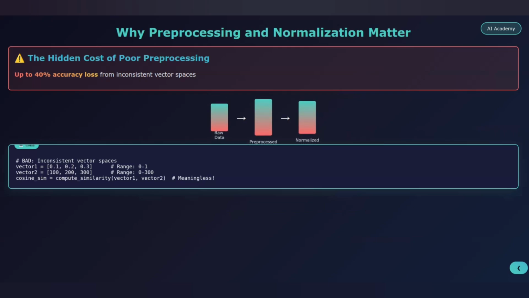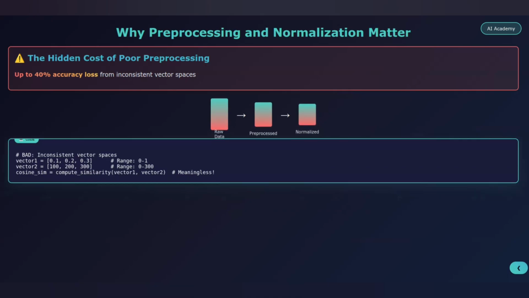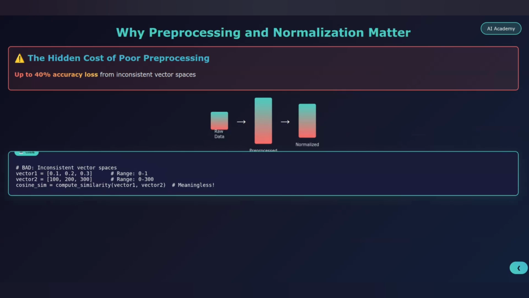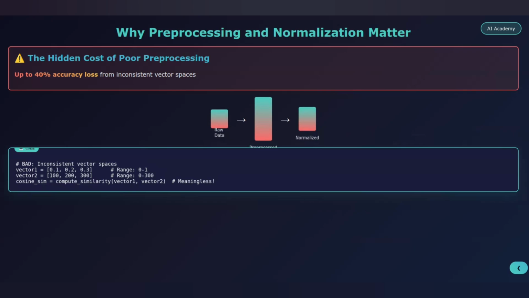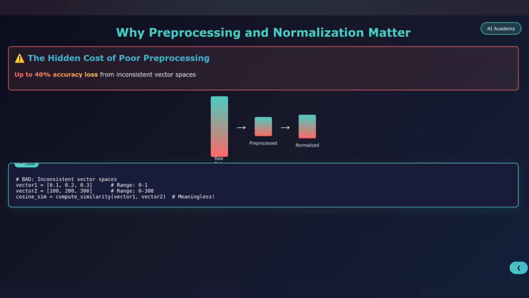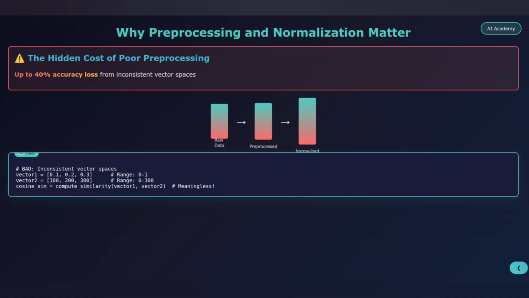Poorly pre-processed vector data can reduce your model's accuracy by up to 40%. That's the difference between a production-ready system and one that fails in the real world. Vector pre-processing isn't just about cleaning data. It's about ensuring your vectors live in the same mathematical space, have consistent scales, and represent meaningful relationships.